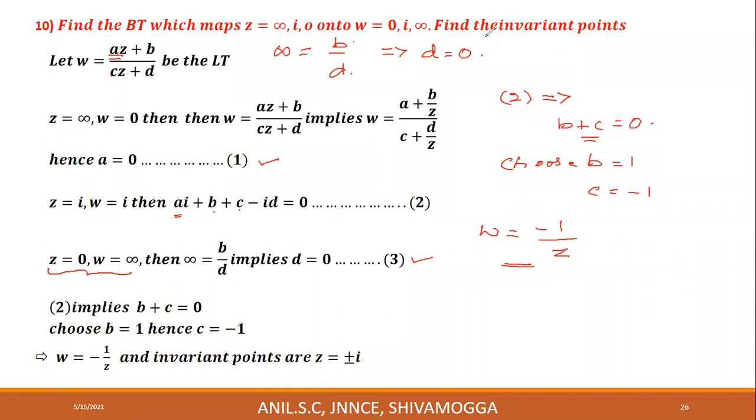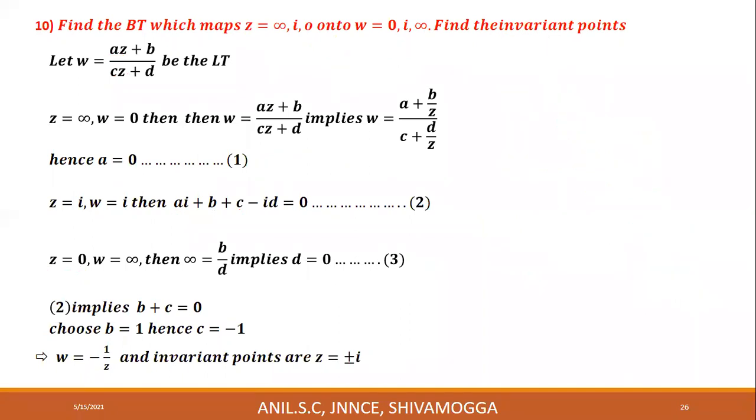Further, what is required? Invariant points or fixed points are required. To find fixed points, put W is equal to Z. Z is equal to minus 1 by Z. You get Z into Z, Z square is equal to minus 1. Therefore, Z is equal to square root of minus 1, which is equal to plus or minus I. These 2 points are called fixed points. You can make a note of this.